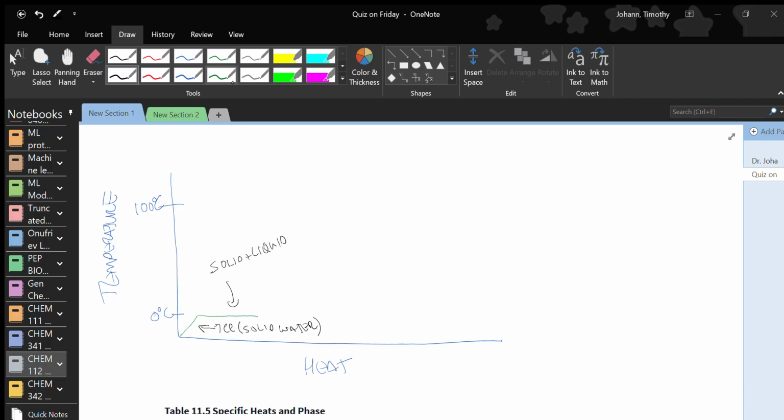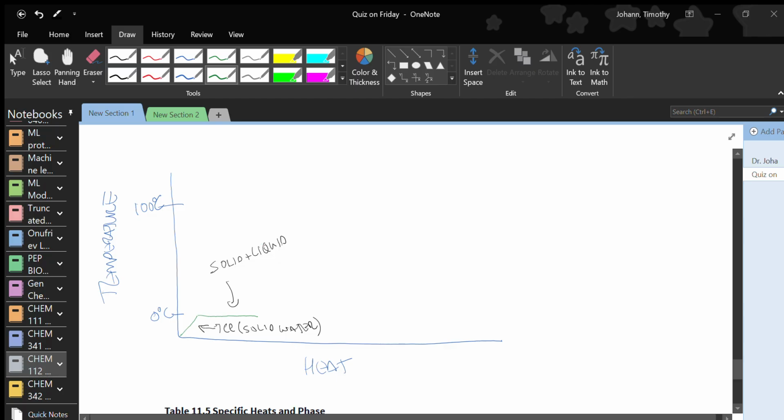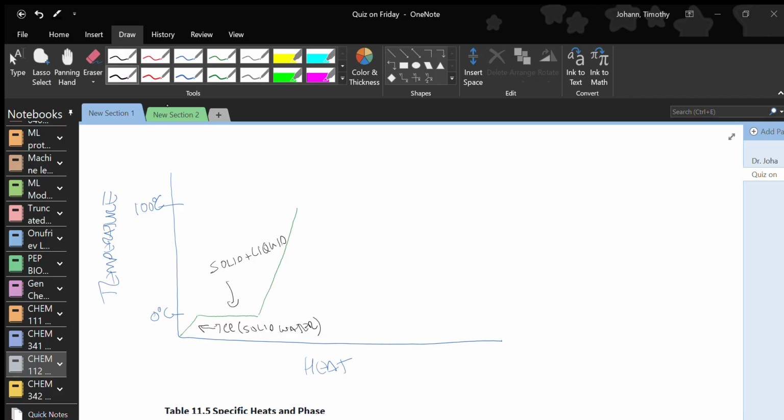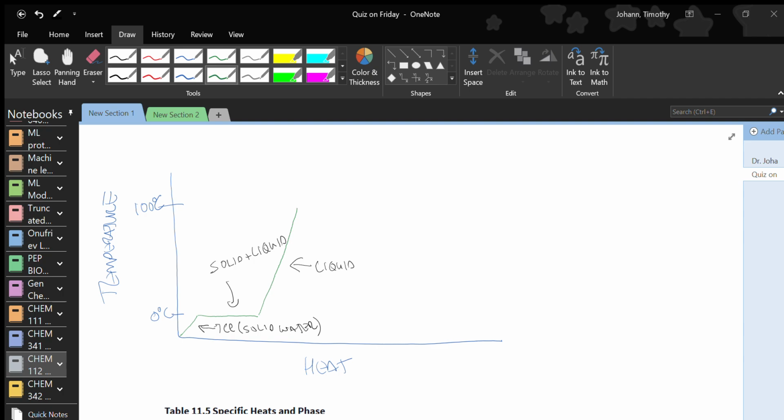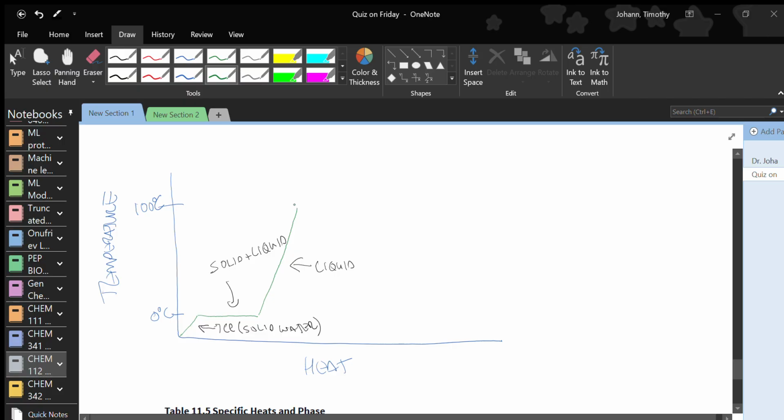All right, and then once it's all liquid, then the temperature can start going up. So then the temperature will go up until I get to 100 degrees. It's all liquid here while the temperature is going up. And once I get to 100 degrees, what starts happening? It starts vaporizing, right? We start making a gas. And while it's making a gas, it stays at 100 degrees until it's all gas. That's supposed to be a flat line.